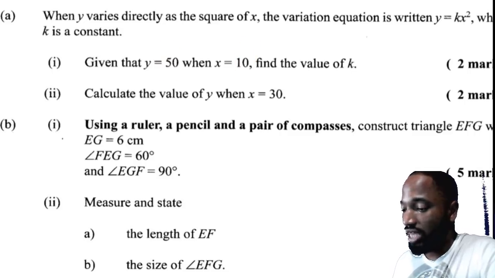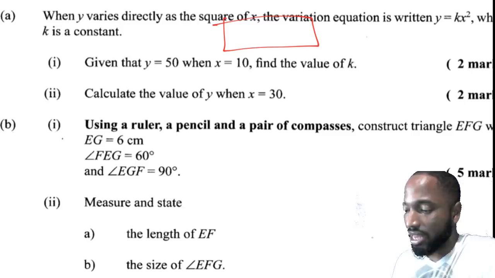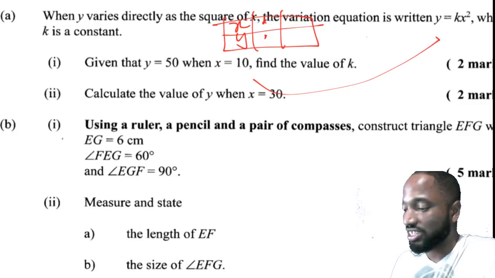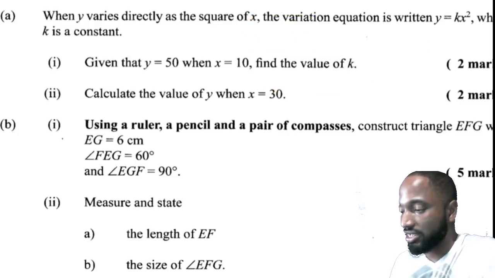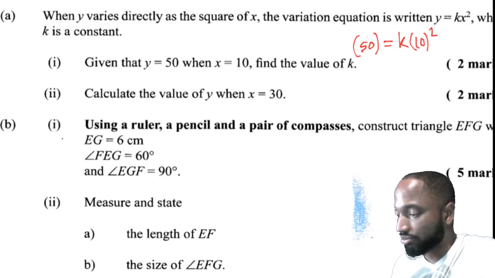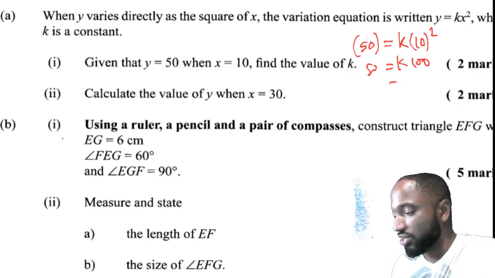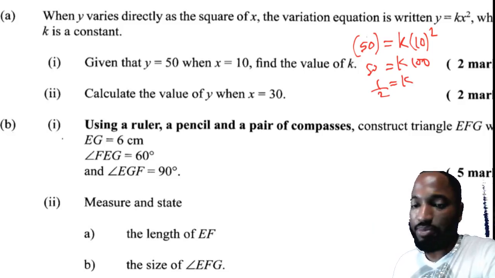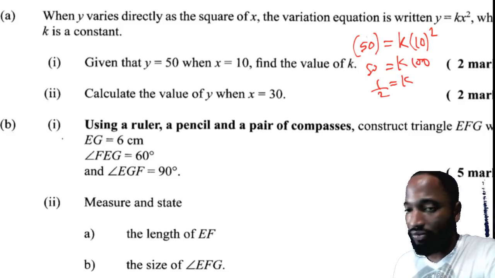Normally they give it in a table like this and have x and y, and they'll have a value here and a value there, and you need to plug it in and then finish the rest of the table. But since they didn't and they gave it straight up, you just solve it straight up. So y is 50. You have 50 is equal to k by x squared, 10 squared. This means 50 is equal to k by 100. So k turns out to be a half, right? 50 over 100 is a half. k turns out to be a half.